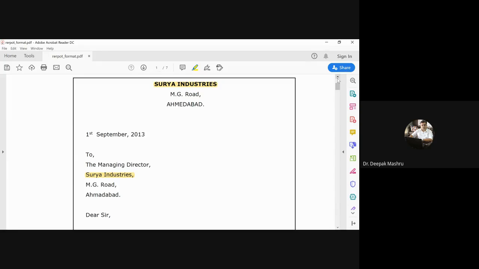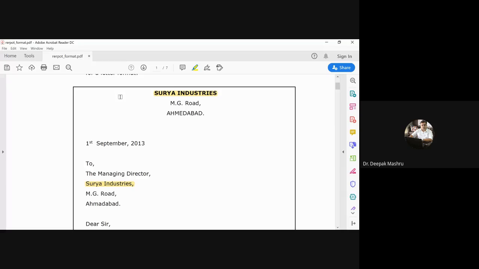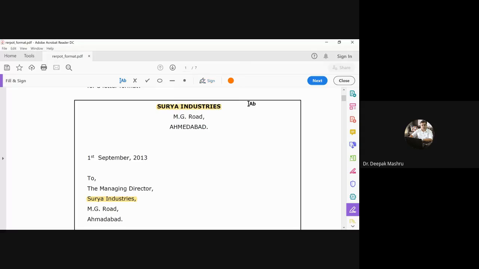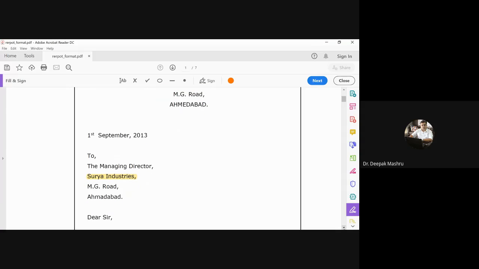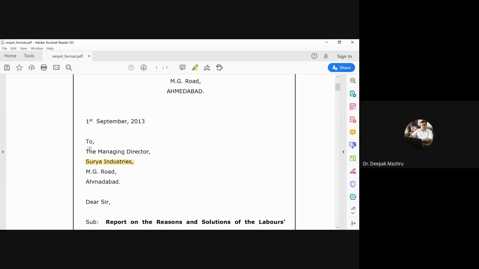As I told you, every city has an MG Road. MG Road stands for Mahatma Gandhi Road. Ahmedabad. You can write more about it if you wish, but this can be enough. You can also write here a kind of logo, and whatever you wish, you can go for it. Then the dateline. In the date, you can write 1st September 2013 or September 1, whatever you wish, but 1/9 should not be there.